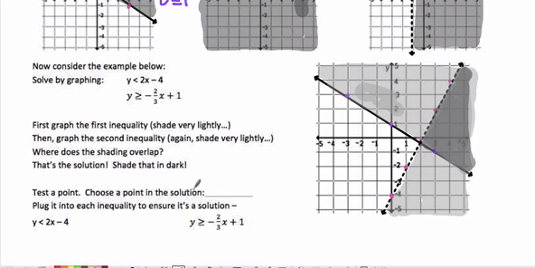So test a point in the solution. So we're just going to test a point. And like I said, I usually like to do one on the axes because then I have a 0 to work with. So that would be 4, 0.